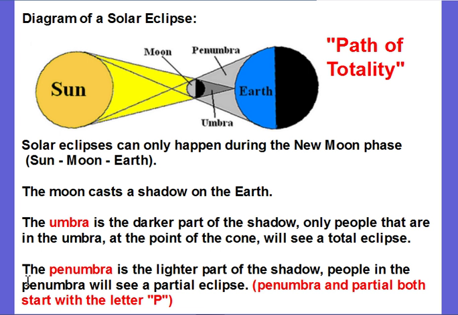A good trick to remember the difference between the umbra and the penumbra, in my mind, is penumbra and partial both start with the letter P. So if you're in the penumbra, you're seeing a partial eclipse. So if you're in the part of the Earth that's in the penumbra, you see a partial eclipse. Only if you're under the umbra do you see a total eclipse.